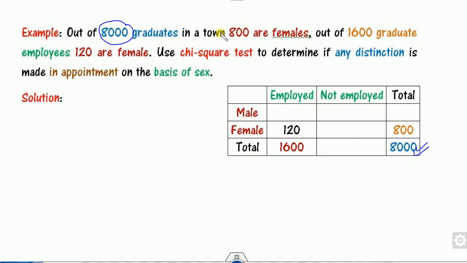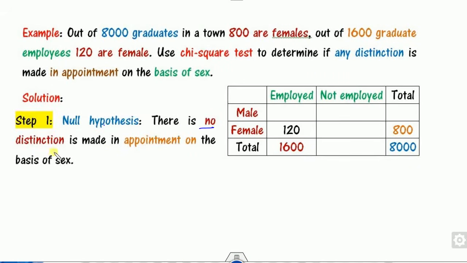Out of, in the town, 800 are females, so these are total females, so female total is there. Out of the 1600 graduate employed, 120 are females. Now there are two attributes, one is male and second is employed. So can you know what H0 is? Null hypothesis: there is no distinction in appointment on the basis of sex. Sex means male and female.